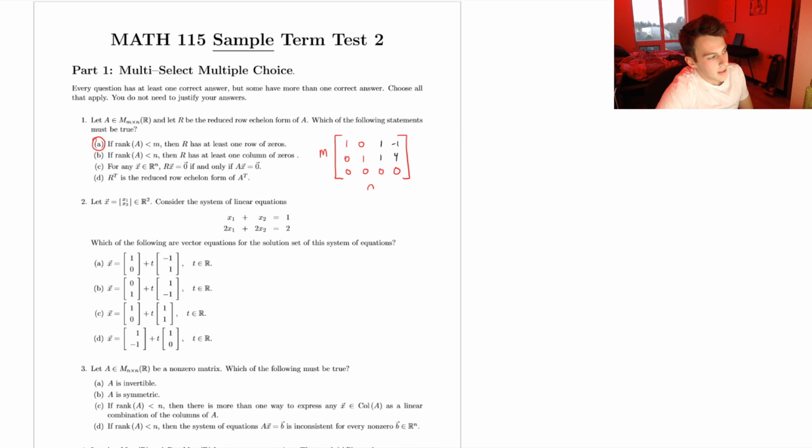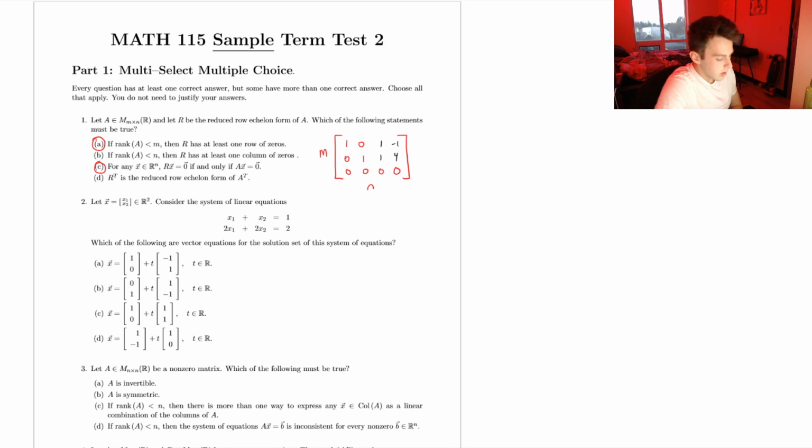That's because if we have a system where some matrix times x vector equals the 0 vector is consistent, and then we apply elementary row operations to it, that's not going to affect if the system is consistent or not. It's still the same system of equations, right? So it'll still have the same solution set. So we know that this is true because elementary row operations will not affect whether or not the system is consistent.